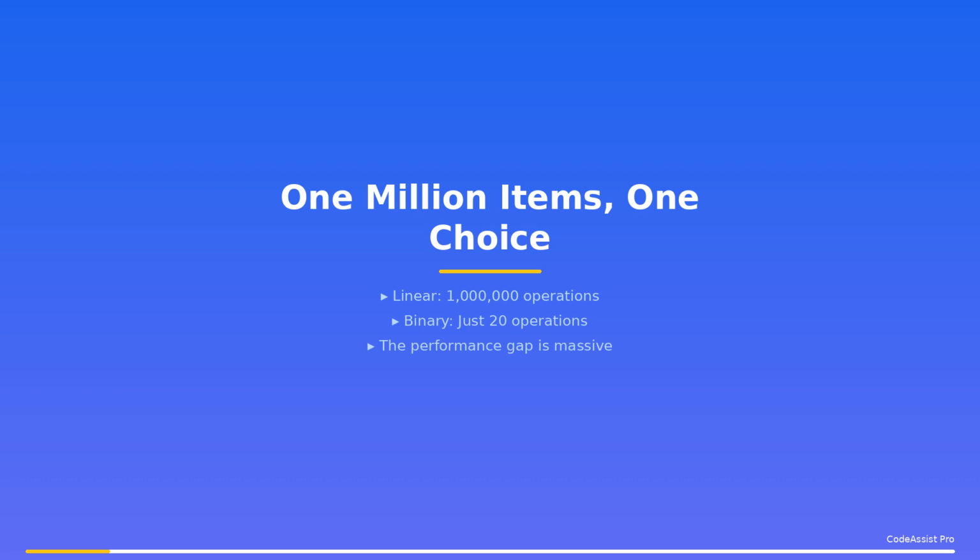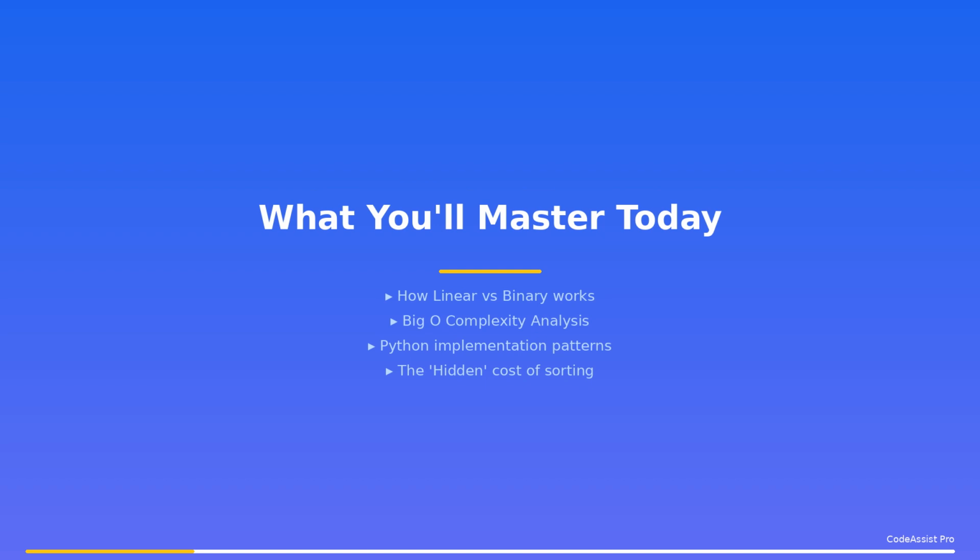We aren't just looking at code. We are looking at the engineering decisions that high-scale companies like Google and Amazon make daily. Without this knowledge, you'll likely choose the intuitive path that leads to bottlenecks in your production environment. Let's start with the most common method.